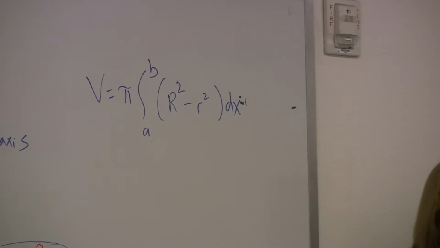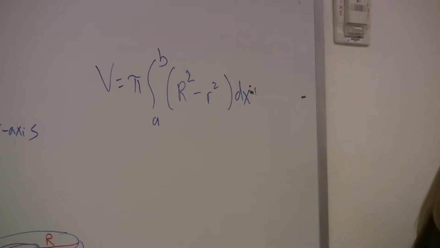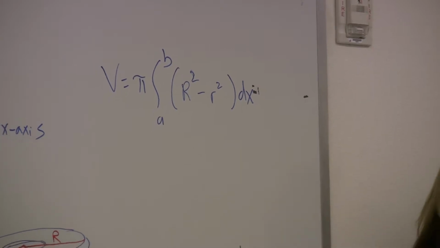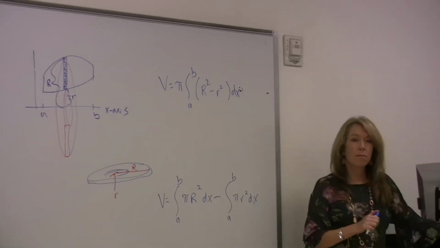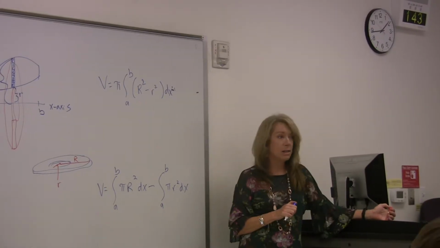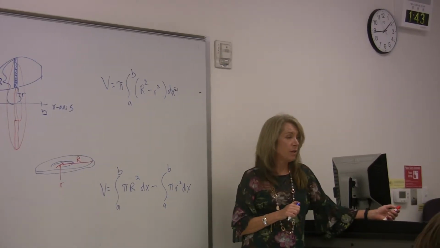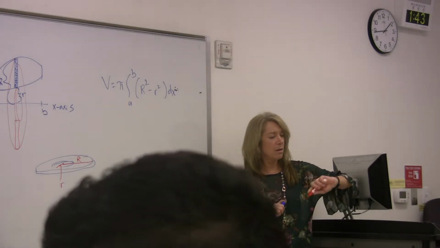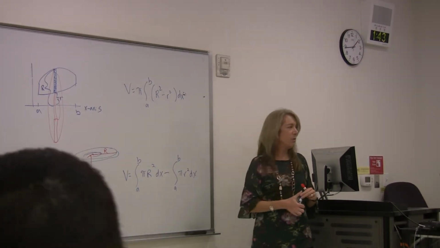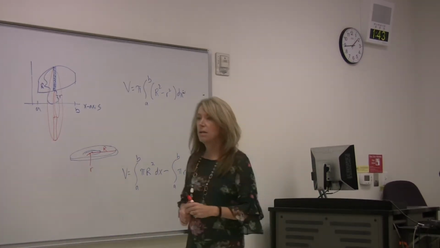They call this the washer method. It's really not different than the first one, it's just because there's a hole in it. If there's a hole in it, you have to subtract off that inner part. We're going to do an example of this after our break. Questions? Okay, let's take a good 10-minute break from there. Come back, we'll finish this, do a couple more. See how much more we can cram into our brains.